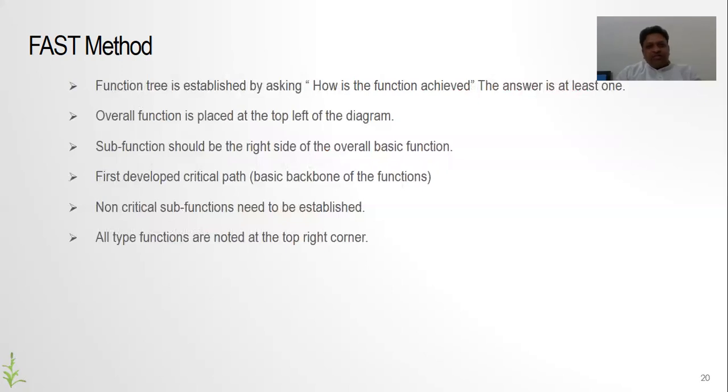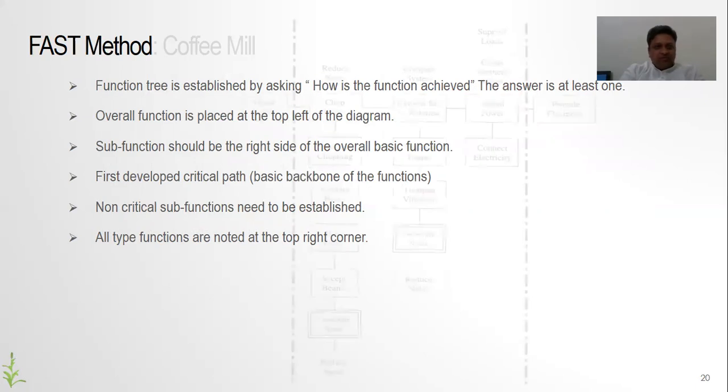The overall function is placed at the top left of the diagram; that is the how. Then some functions go to the right side of the overall basic function; that is the when and where. First develop the critical path, the basic backbone of the functions. Then the non-critical sub-functions need to be established. All types of functions are noted at the top right corner.